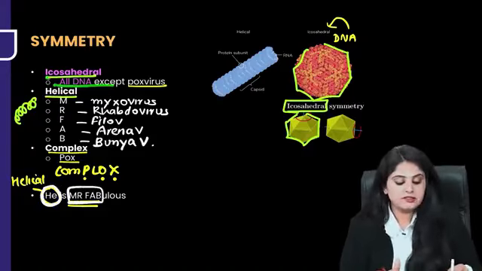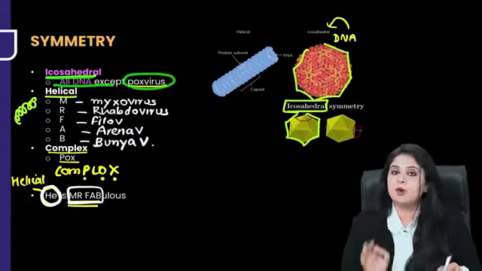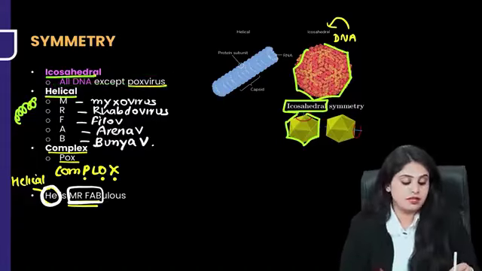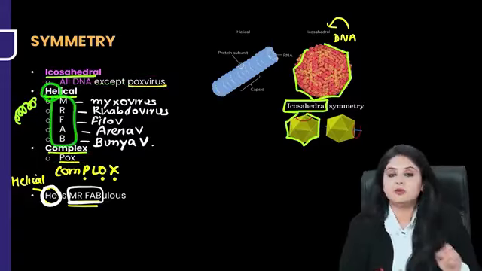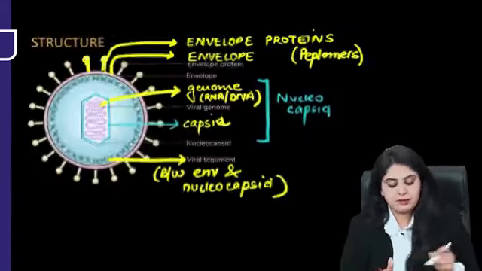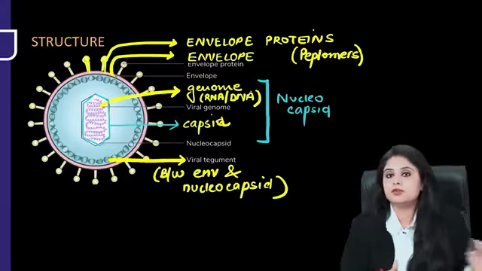All the DNA viruses are icosahedral except pox, because pox is complex. It has a complex symmetry. And who is helical? He is Mr. Fabulous. These are the helical symmetry. So coming back, your entire structure seems to be completed.